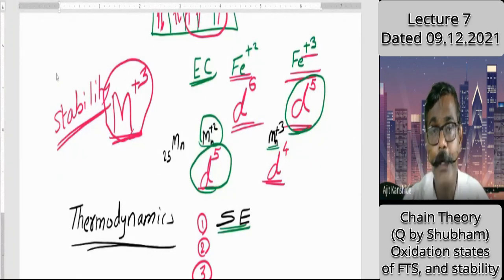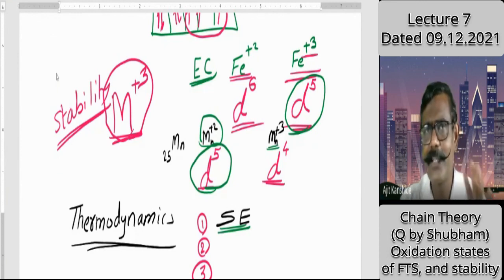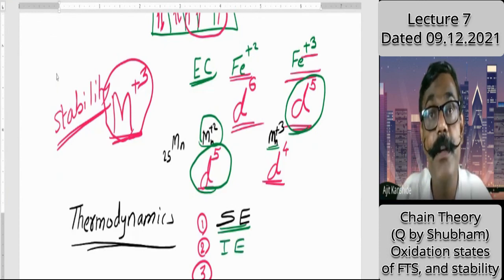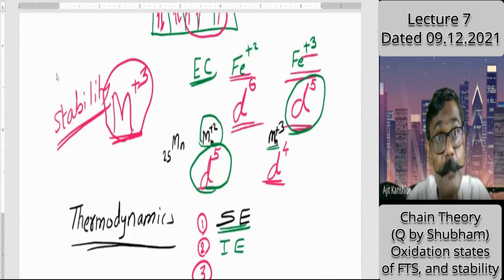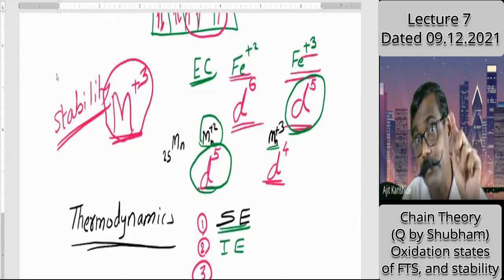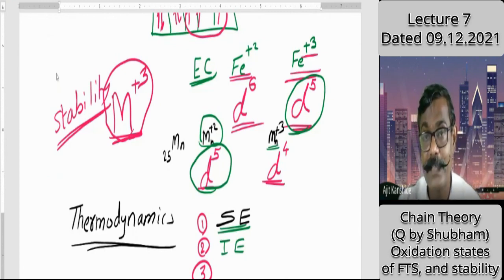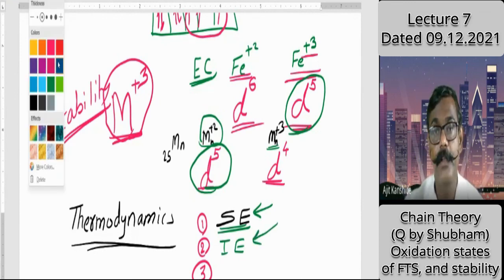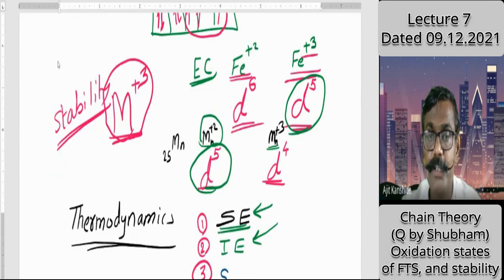Now, the second factor after sublimation is ionization, on which stability depends. Ionization energy means energy needed to remove an electron. Listen, energy needed. For the first factor, also energy needed. The second factor also energy needed. Now the third factor is solvation energy or lattice energy.